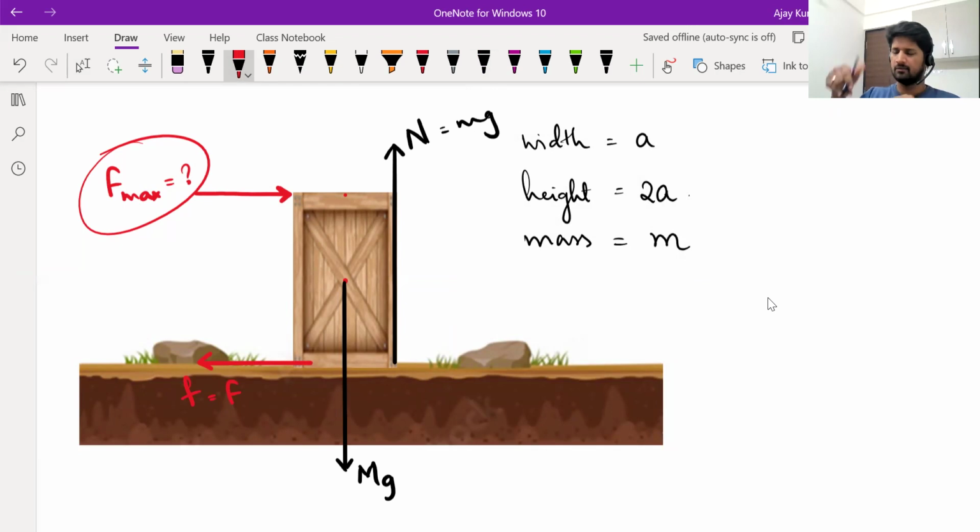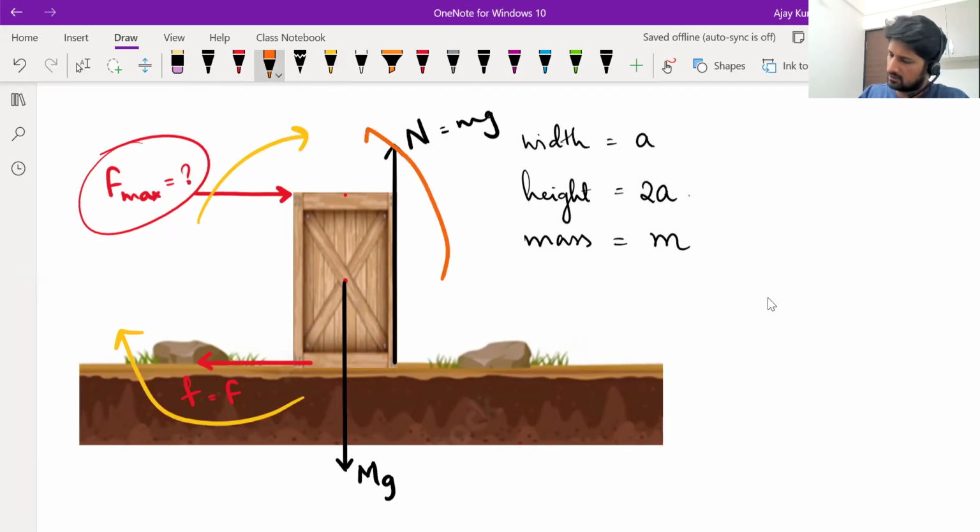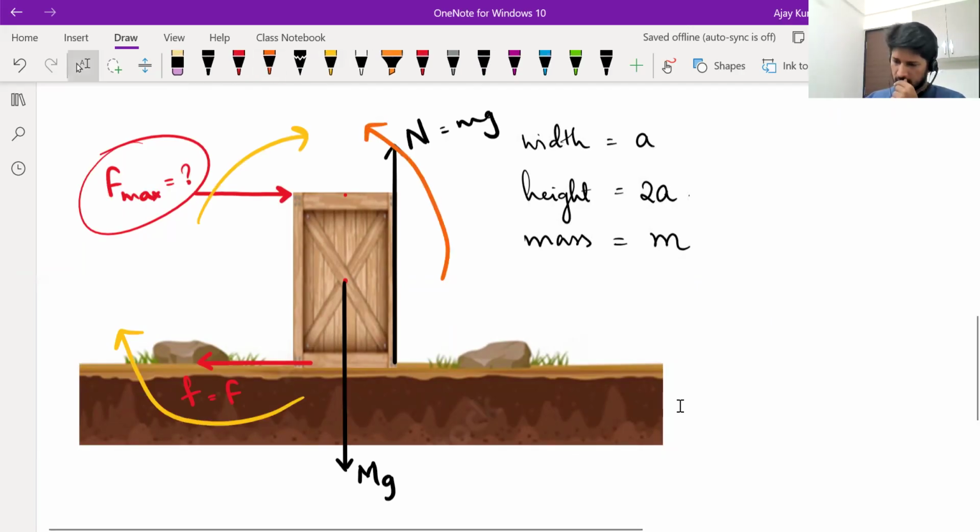Horizontal equilibrium, vertical equilibrium. Now net torque is 0 is the equation we have to write. Friction produces clockwise torque. Applied force produces clockwise torque. Normal produces anti-clockwise torque. So clockwise torque is equal to anti-clockwise torque if we write. Height of the box is 2a.